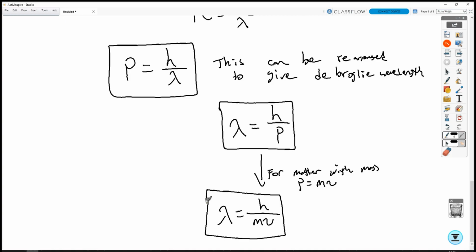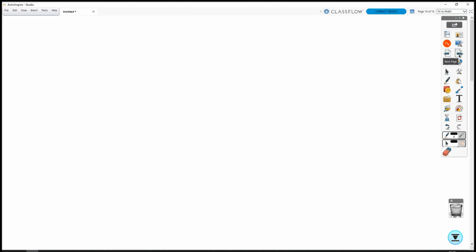So because matter can behave like waves, that can lead us on to another experiment that shows wave-particle duality, but this time showing the wave-like behavior of things we usually consider as matter. So we'll start a new page. Electron diffraction.